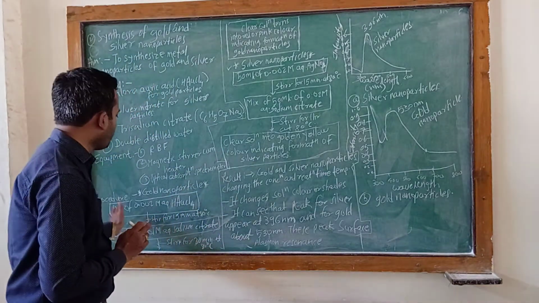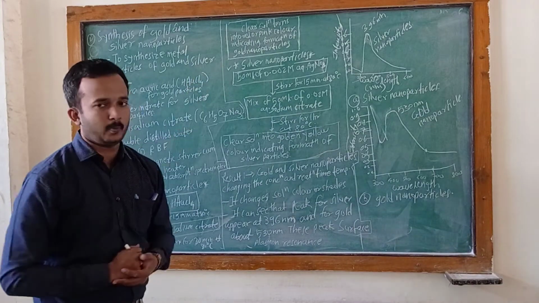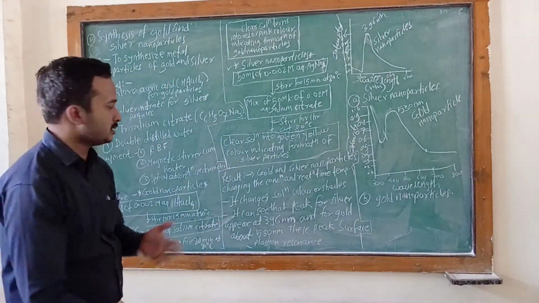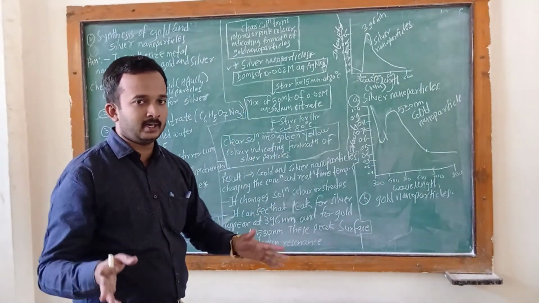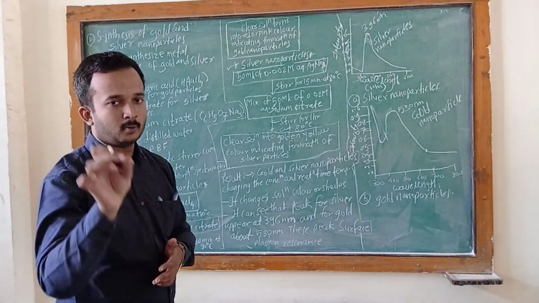This is all about the procedure of gold nanoparticle and silver nanoparticle. Okay, this procedure is over. Next, we have to know about the experiment. The procedure is completed, so now you have to look at the result.